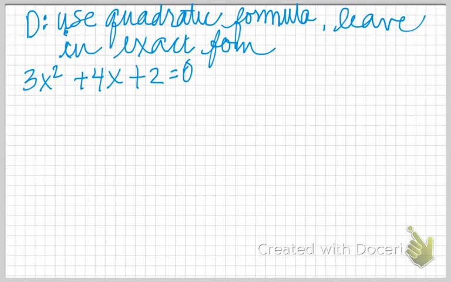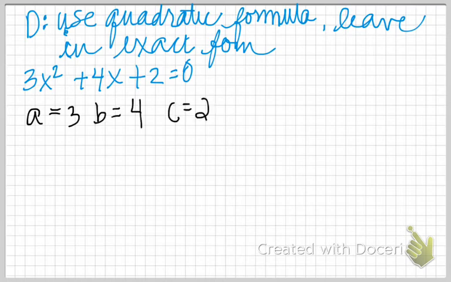Alright, so we are instructed to use the quadratic formula and to leave an exact form, meaning that we do not use the calculator at the end. We first make sure the quadratic function is set equal to 0, which it is, and identify our a, b, c. Our a is 3, our b is 4, and c is 2.